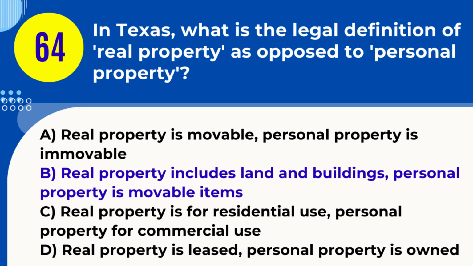Explanation. In Texas, real property refers to immovable property, such as land and buildings attached to it. In contrast, personal property includes movable items like furniture, vehicles, or personal belongings.